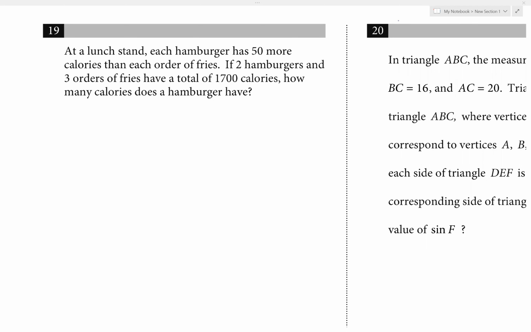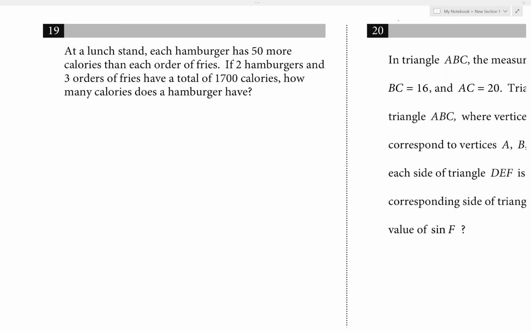All right, question 19. At the lunch stand, each hamburger has 50 more calories than each order of fries. If two hamburgers and three orders of fries have a total of 1,700 calories, how many calories does a hamburger have? Okay, so we have two types of foods, hamburger and fries. We know the total number of calories, and each hamburger has 50 more calories than fries. We've got to figure out how many calories a hamburger has.